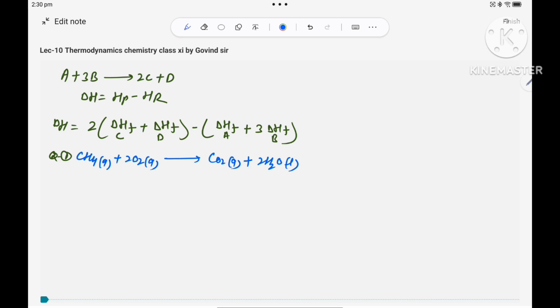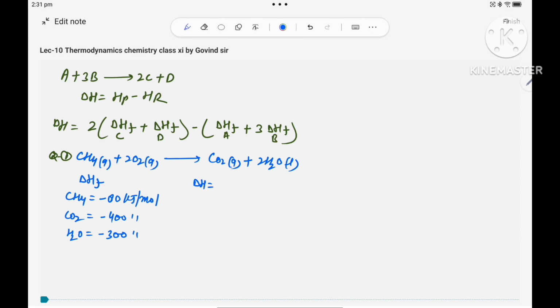and they have given delta HF, enthalpy of formation for CH4, it is minus 80 kilojoule per mole. Now all the unit will be same, I am not going to write. CO2 minus 400, same, and H2O minus 300 same unit. So what is the enthalpy? The question is find the enthalpy of reaction.